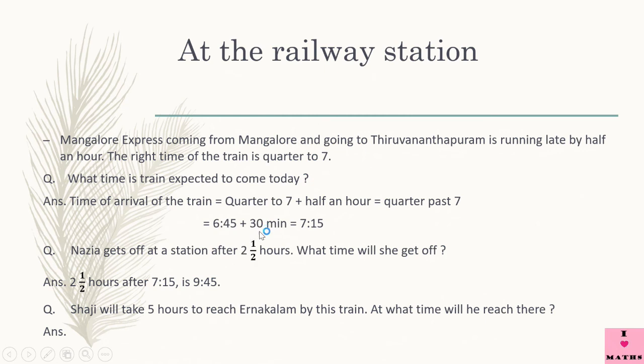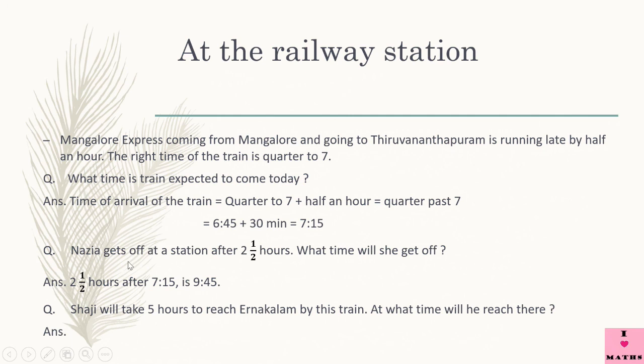I'll tell you. We will divide 30 minutes into 15 minutes and 15 minutes. 15 plus 15 is 30. Children, 15 twos are 30. So if you will add 15 minutes to 6:45, you will get 7 o'clock. And again, if you will add 15 minutes to 7 o'clock, you will get 7:15.